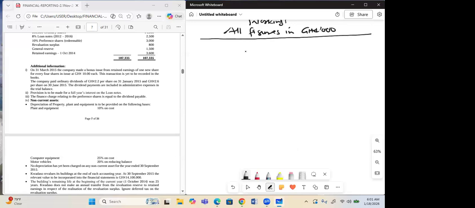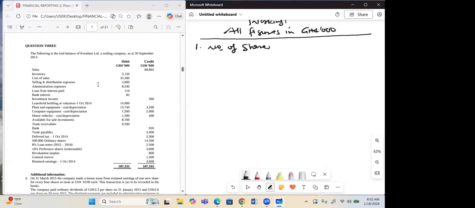Good. So if they did a bonus issue on 31st March, the first question we need to ask ourselves is, before they did that bonus issue, how many shares did the company have? So go and look for the share capital of the company. Let's go through the trial balance. They've told us 500 ordinary shares. So he has 500 ordinary shares, right? Yes, sir. So as at the beginning of the year, which is 1st October 2014, he has 500 ordinary shares.